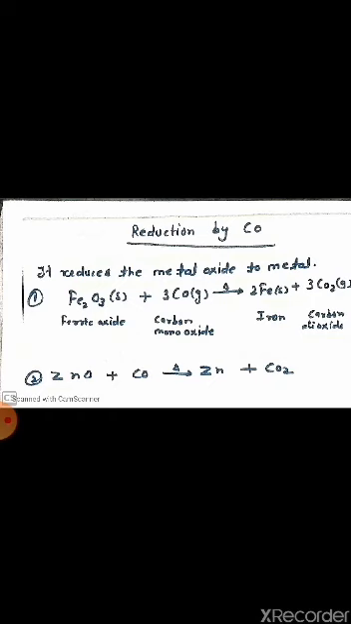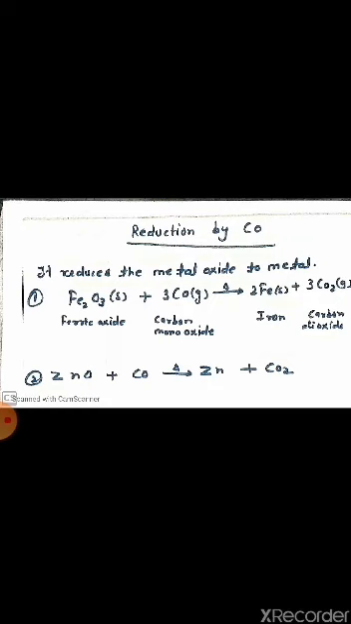Now next, reduction by CO. CO, carbon monoxide, also acts as a reducing agent and reduces the metal oxide to metal. For example, Fe2O3, ferric oxide, reacts with CO, carbon monoxide, heated again, it will give iron and carbon dioxide. Now second example, ZnO plus CO, heat again, gives zinc plus CO2, carbon dioxide.